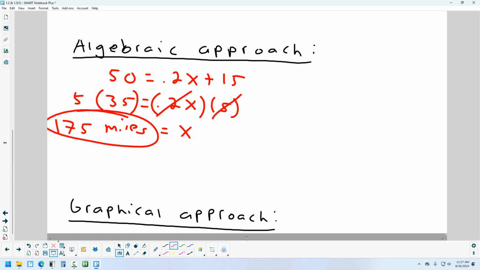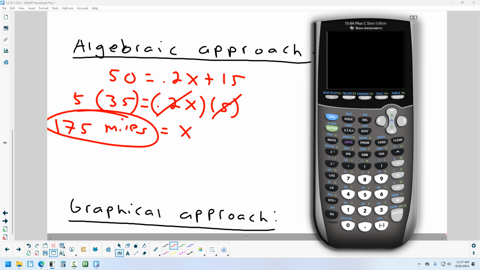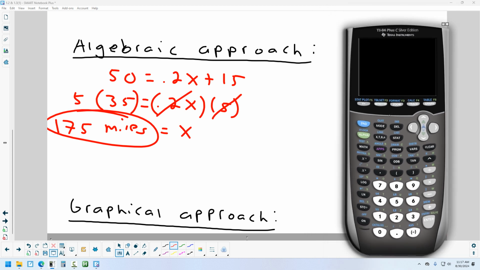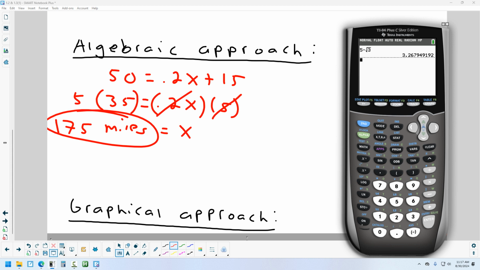So let's look at how we could do it graphically, on the calculator. So on the calculator, we're going to turn it on. In the upper left, you're going to press y equals. If you already had anything in there, we're just going to clear out any other equations so that the screen looks just like that. Does everybody's screen look just like that?